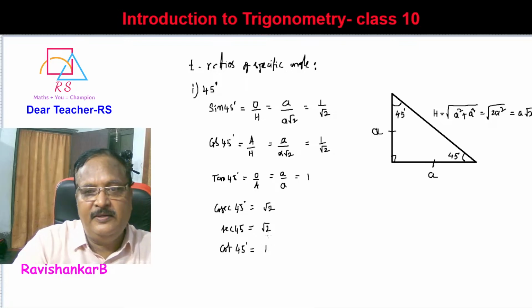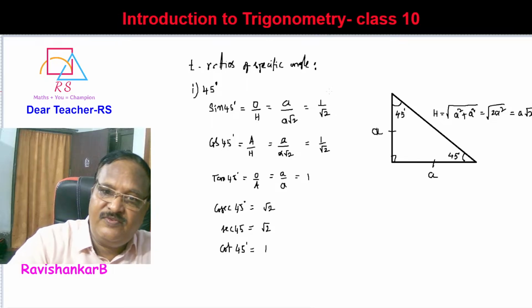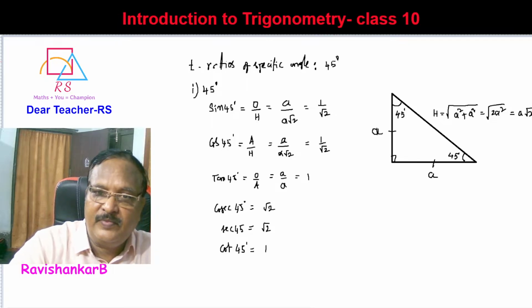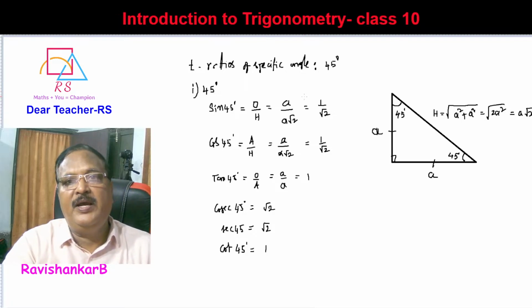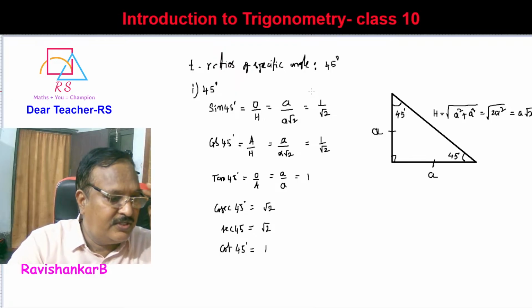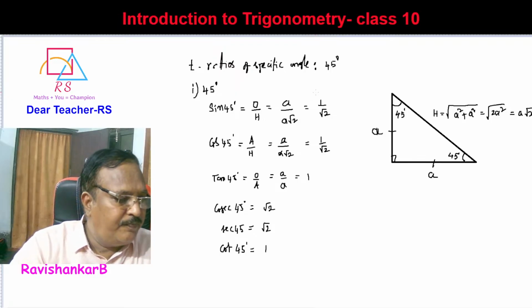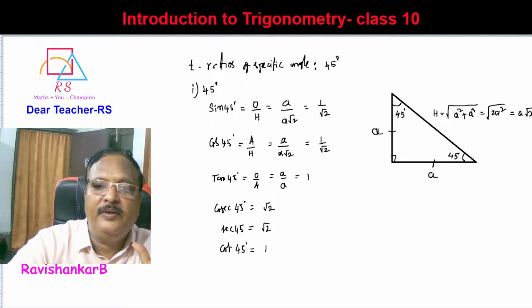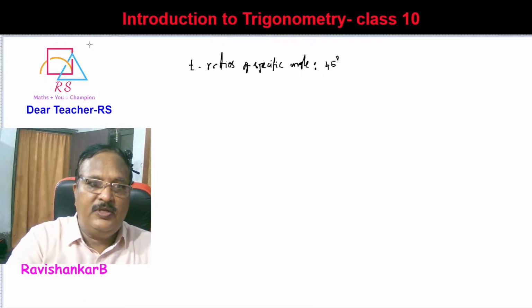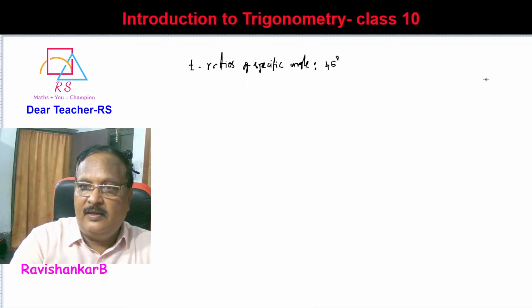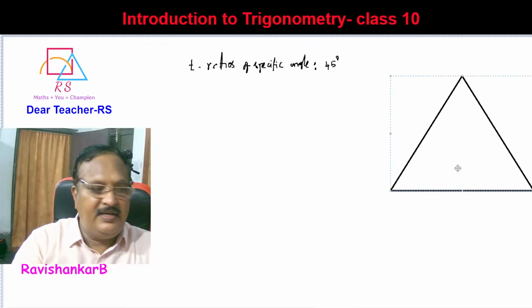So these are the trigonometric ratios of the specific angle 45 degrees. When you want all the trigonometric ratios of 45 degrees, you have to take a right angle isosceles triangle, and using that you can find out all the values of 45 degrees. Now let us go to other angles. Here we have taken a right angle isosceles triangle. Now let us take an equilateral triangle.